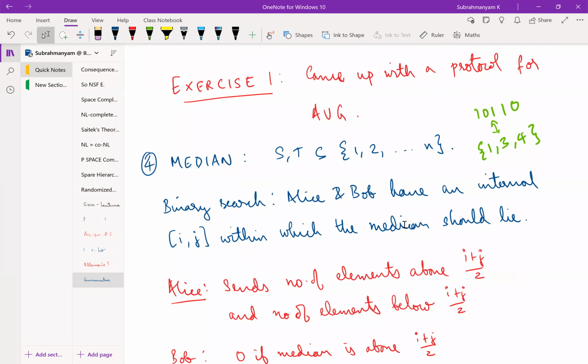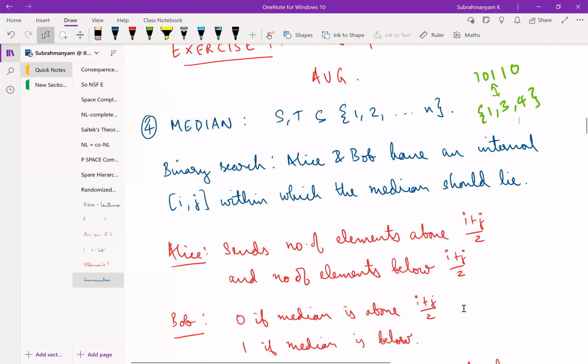So this algorithm is a kind of variation on binary search. What Alice and Bob can do is to have an understanding of a range or an interval I comma j within which the median should lie. To begin with, the I comma j will be 1 comma n, because the median should lie from 1 to n, because both of the sets are from that range. Then Alice divides the range into half. So initially it will be n plus 1 by 2. And Alice sends Bob the number of elements above the middle and the number of elements below the middle.